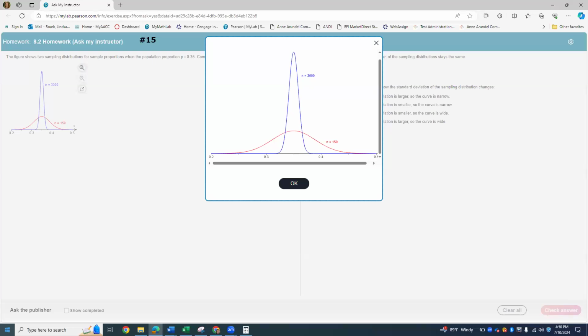Hopefully intuitively it makes sense that the larger the sample size, our graph is going to get closer together, for a couple different reasons. One is the standard deviation formula divides by the square root of n. So anytime n is getting bigger, you're dividing by a bigger number. But also, intuitively, it makes sense that the more samples you have, the more accurate you're going to be, and the smaller the spread is going to be. Okay, but let's take a look at what the questions are asking.